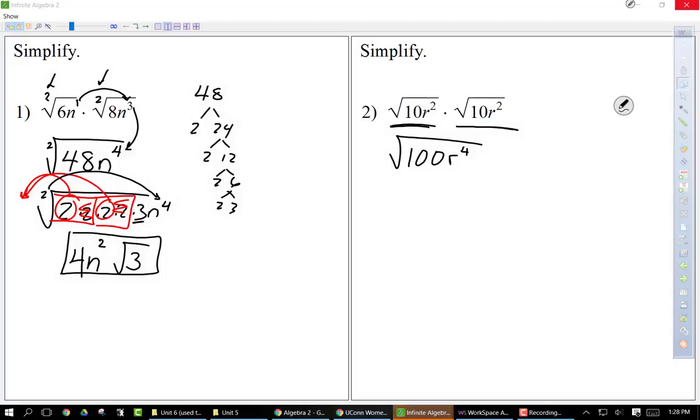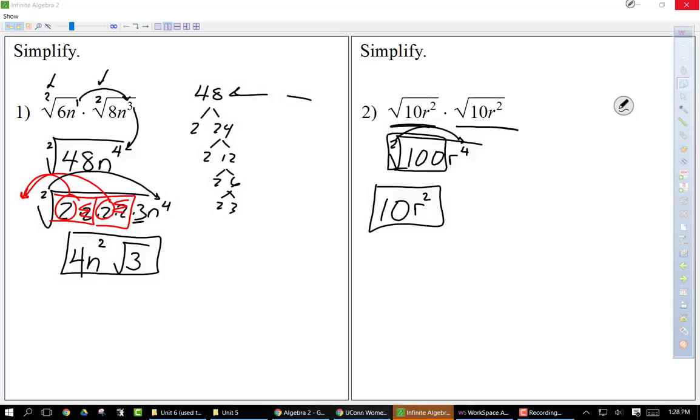So a couple different things. We know that the square root of 100, if I just take this separately, is 10. And this 2 here goes into r to the 4 twice. So my answer is 10r squared. I have nothing left inside. I just did a quick way of what we did here. Instead of breaking down 100 like I did 48, I just took the square root of 100.